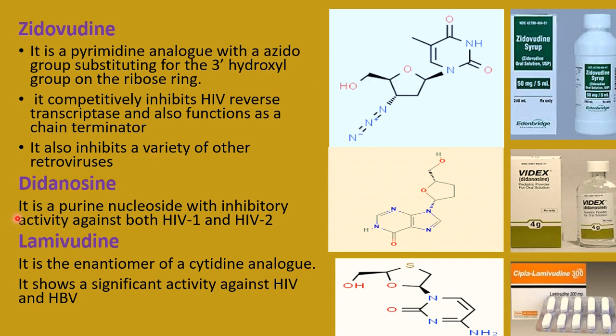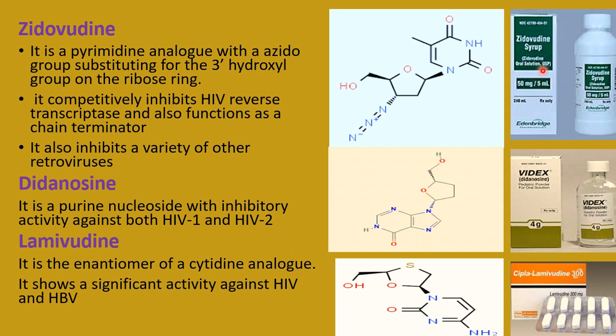Then moving to the next one, adenosine. It is a purine nucleoside which inhibits viruses like HIV-1 and HIV-2. Then moving to lamivudine. Lamivudine is an enantiomer of a cytidine analog, and it shows significant activity against diseases like HIV and HBV, that is hepatitis B virus. So that's how these base analogs are widely used in the treatment of the majority of viral infections.